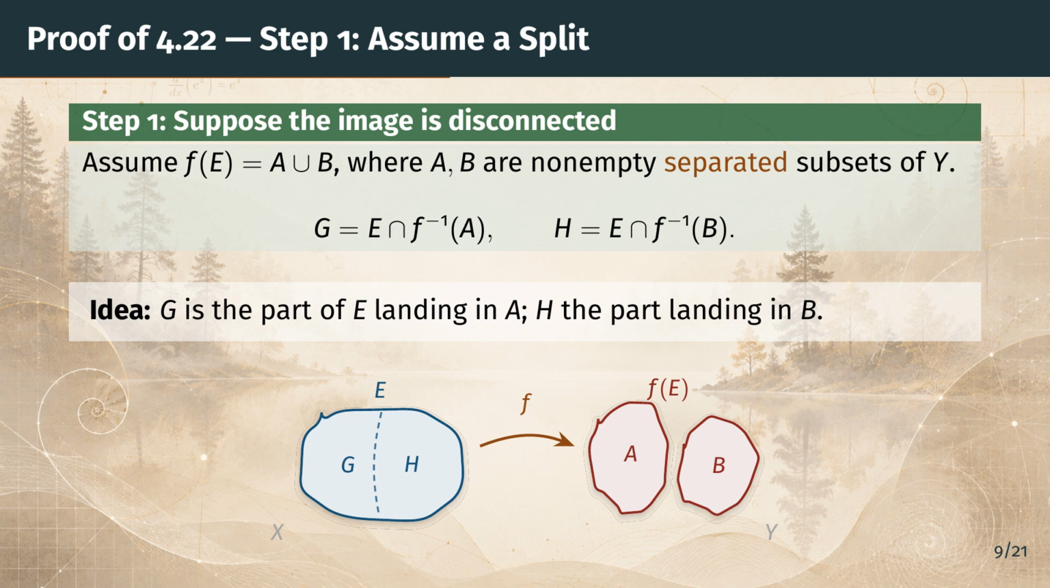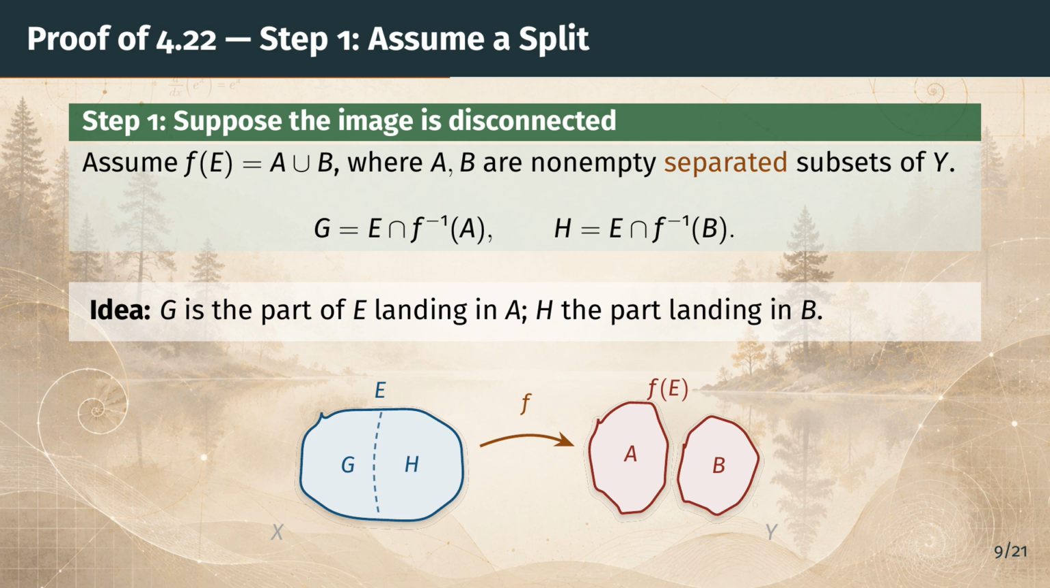Now we pull this decomposition back into the domain. The blue set E on the left. Define G to be the points of E that F sends into A, and H to be the points of E that F sends into B. The dashed line inside E marks this division. In symbols, G is E intersected with the preimage of A, and H is E intersected with the preimage of B. The orange arrow is the map F, carrying G to A and H to B.